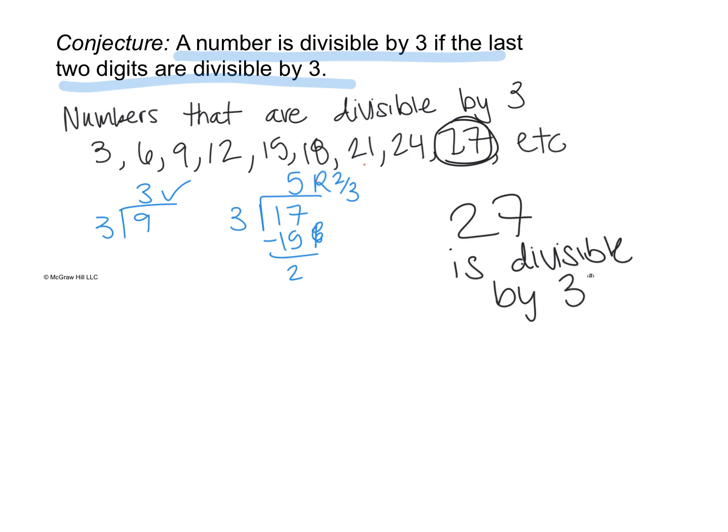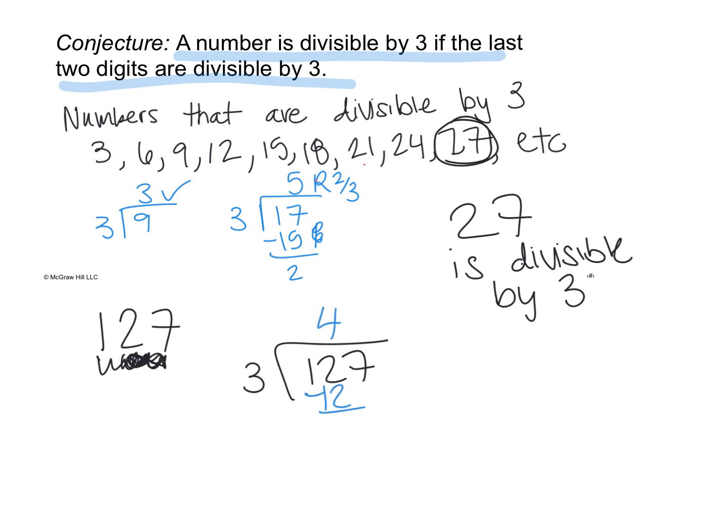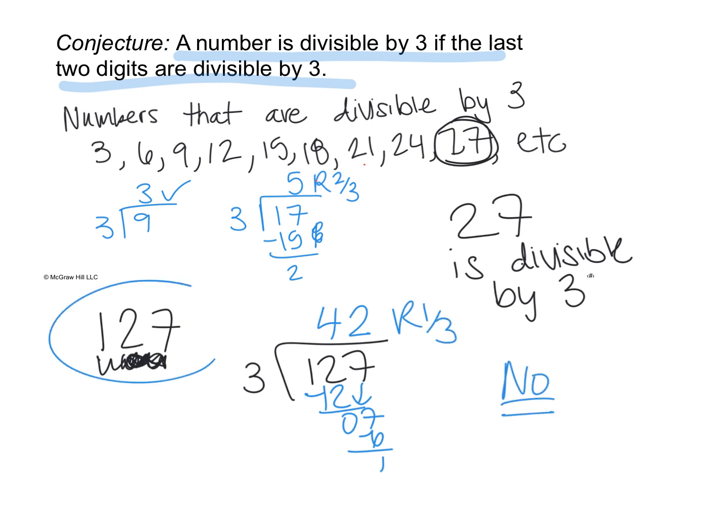To test this conjecture, I'm going to put a 1 in front of the 27. This conjecture says that if this part right here is divisible by 3, then the whole thing is divisible by 3. But I don't think that's true, because if I divide 127 by 3, let's see if we have a remainder or not. 4 times 3 is 12. I bring down the 7, and that would be 2. 2 times 3 is 6. That's a 1. So we have a remainder of 1/3. So no. My counterexample would be 127. That would be an example of a counterexample.